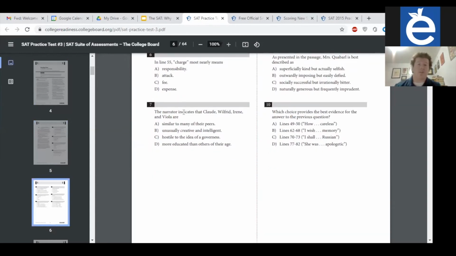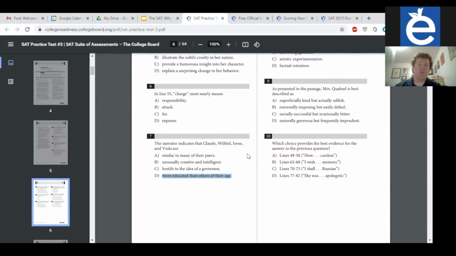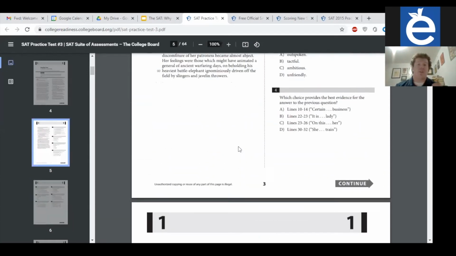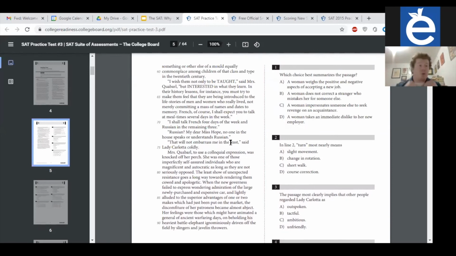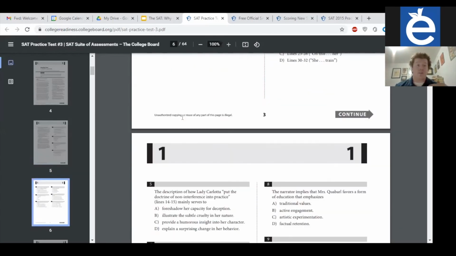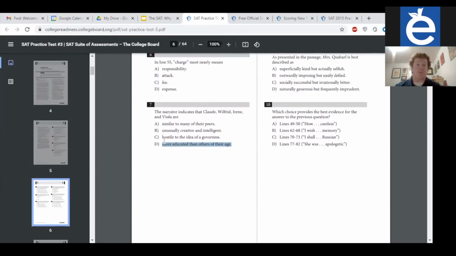Looking at our options here: Claude, Wilfred, Irene and Viola are similar to many of their peers, usually creative and intelligent, hostile to the idea of a governess, more educated than others of their age. Now, this is a great example of when we can eliminate things based on not having evidence, rather than just being the opposite of what we want. For example, more educated than others of their age. Because we worked through to translate that statement at the end, you can see that they're pretty average for the kids their age. So we can eliminate option D.